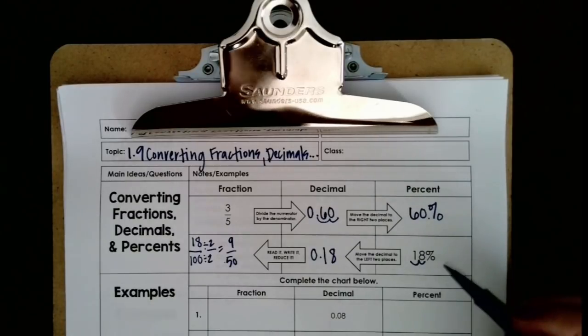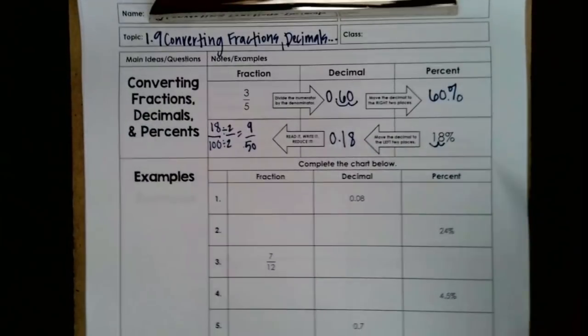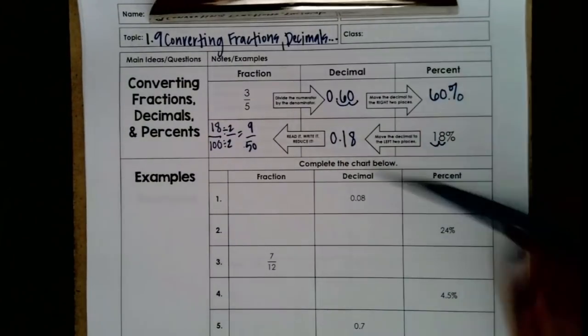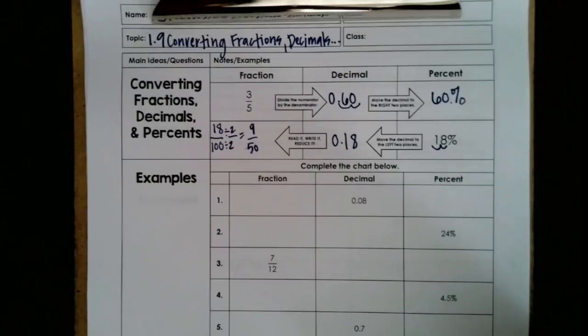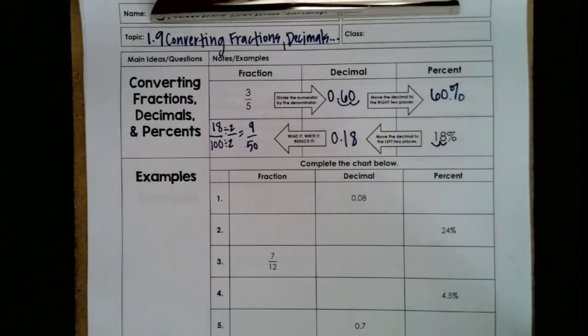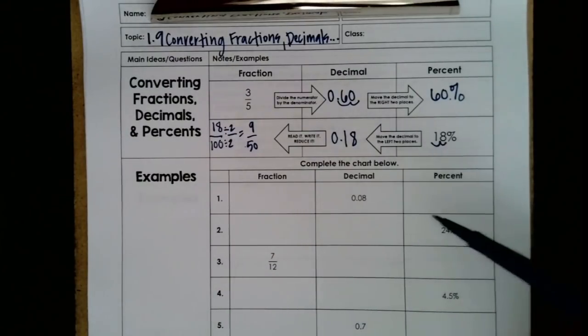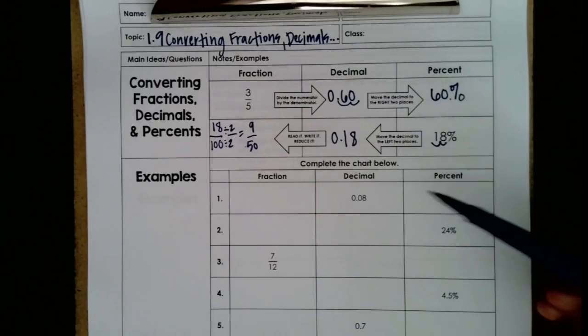Now we're going to complete some examples at the bottom. All we're going to do is fill in this chart. They've got a column for fractions, a column for decimals, and a column for percents. And they give you at least one of each. And what you're going to do is fill in and convert from one to the other.